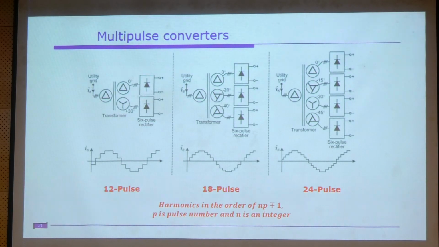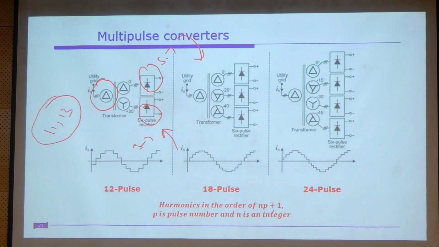The meaning is that if this converter alone contains fifth and seventh order harmonics, rotating in this direction, whereas this one contains fifth and seventh order harmonics rotating in the opposite direction, then from the source point of view, the fifth and seventh order harmonics will be cancelled out. So the minimum order harmonics in the case of 12 pulse will be the 11th and 13th.